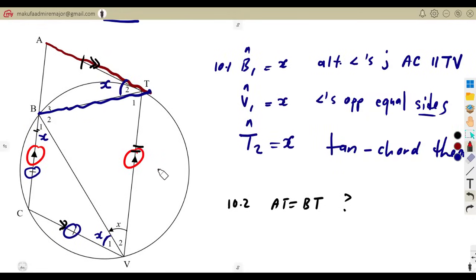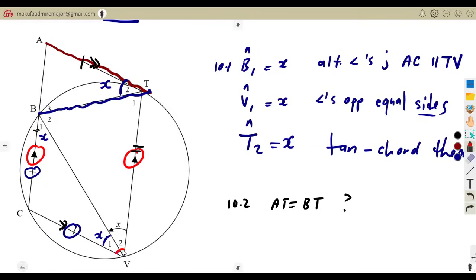Because we can see that this side AT is equal to CV. But is it helping us for now? It's not helping us. Remember the properties of a parallelogram. The angle that we have at A and the angle that we have at V, they are equal. Opposite angles of a parallelogram, remember, they are equal.